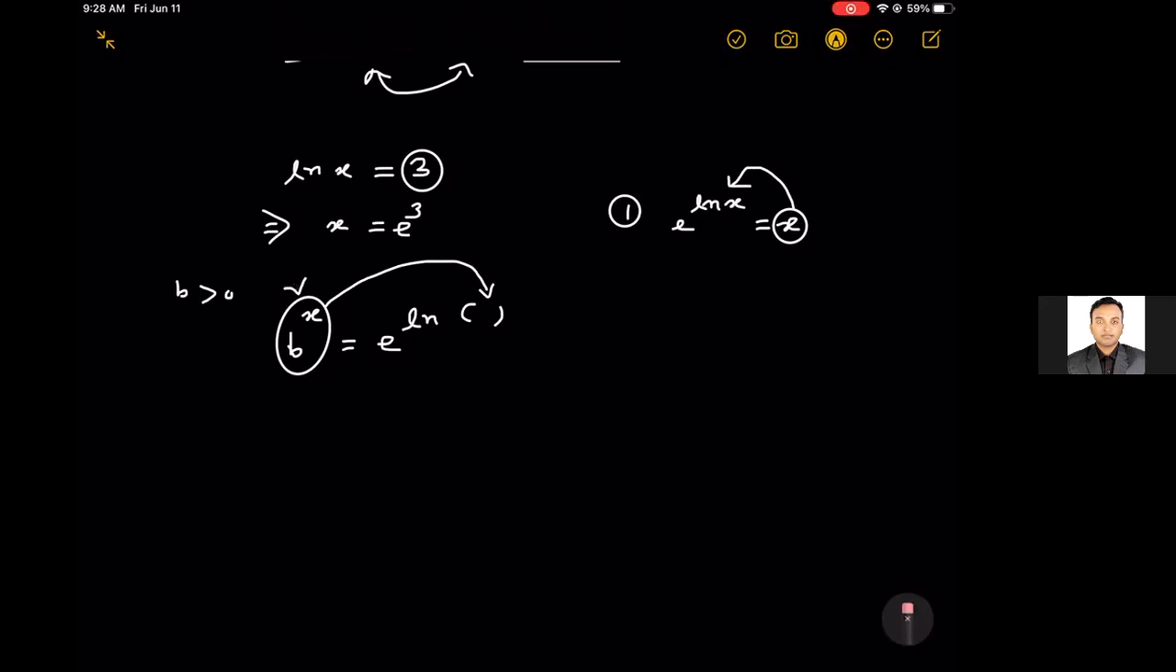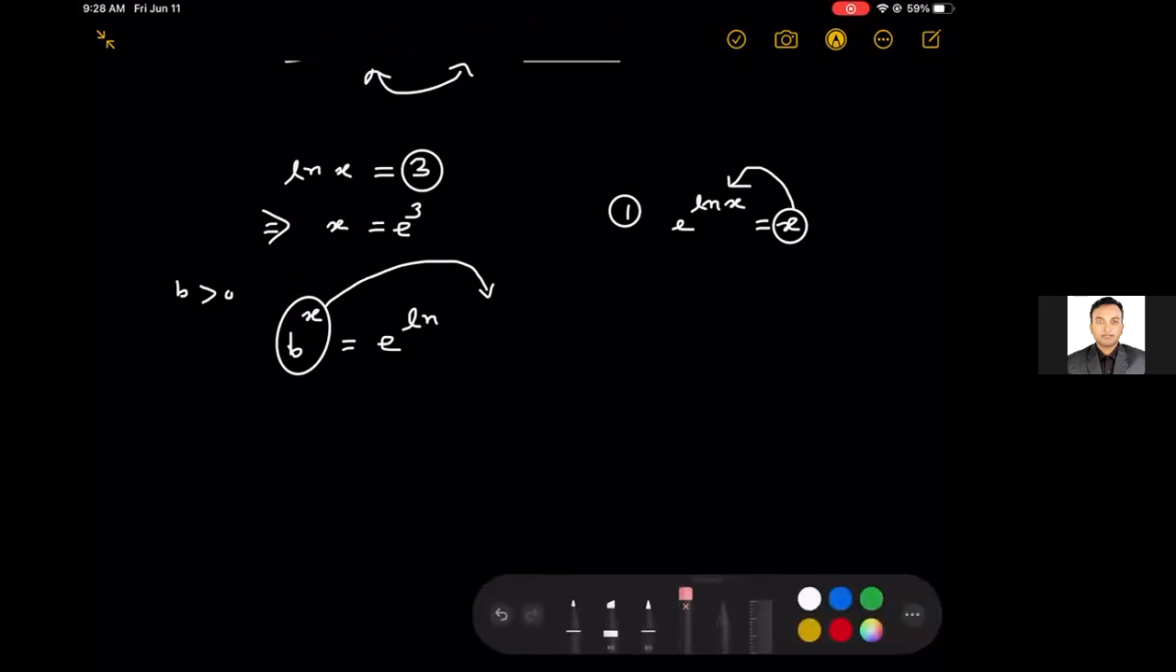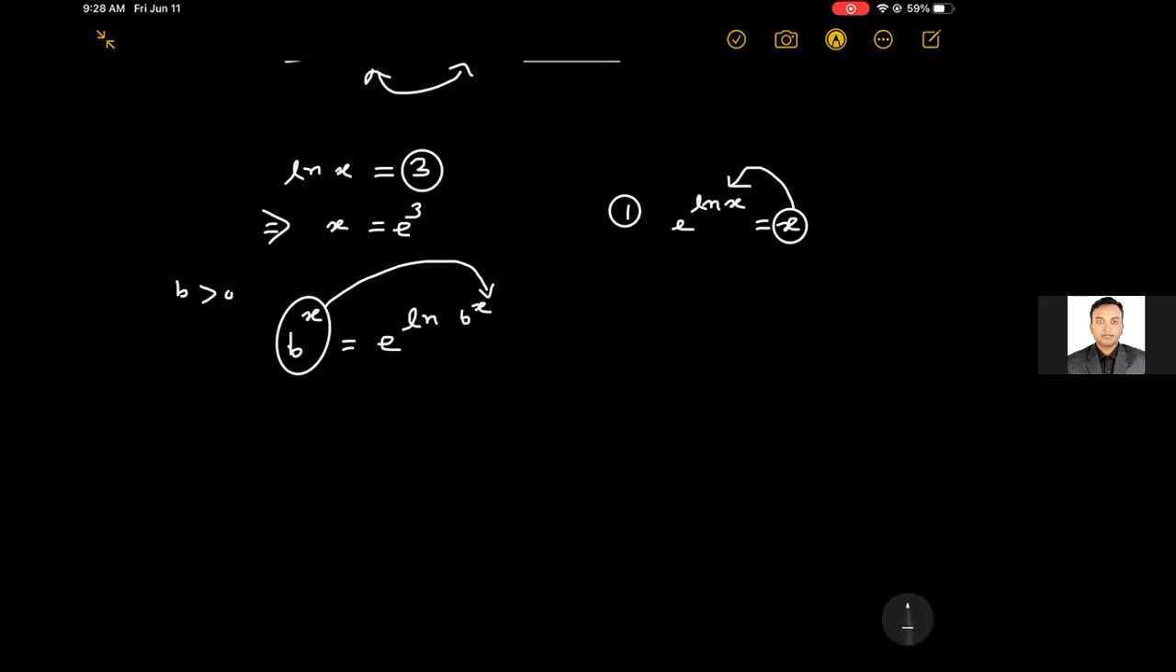So many arrows. Let me remove some of those. You can write this. Just imagine this b to the x in place of the x. You can use the same property and write it like this, e to the natural log of b to the x. Do you agree?